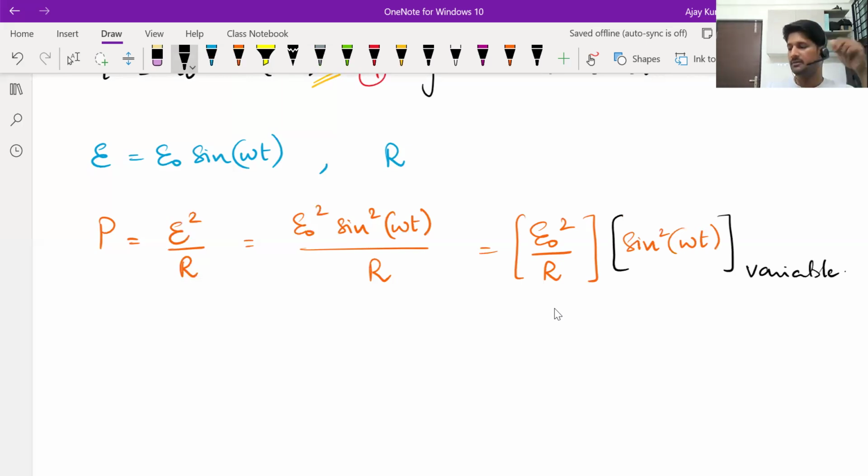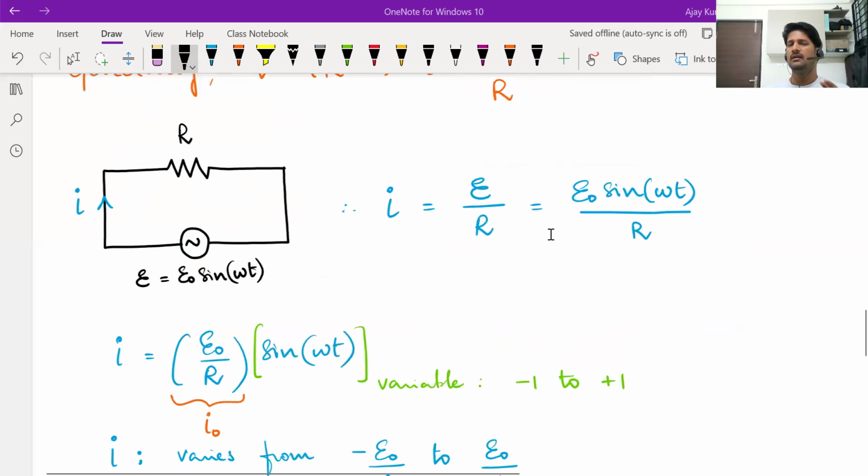That means the power dissipated by the resistor also keeps varying. And can the sine square function ever be negative? Anyone? Can the sine square function ever become negative? No, sir. Obviously not. It's a square. Okay, it can be 0 or positive only. Any value of time you substitute, it will either be 0 or positive. That means the power dissipated will either be 0 or positive. And that makes sense. We discussed this in the chapter current electricity.